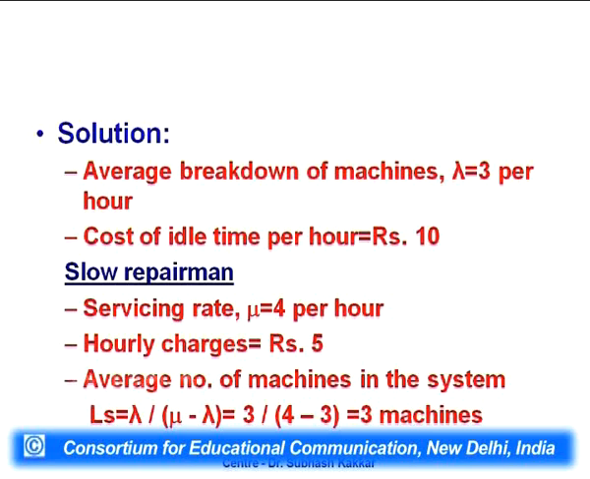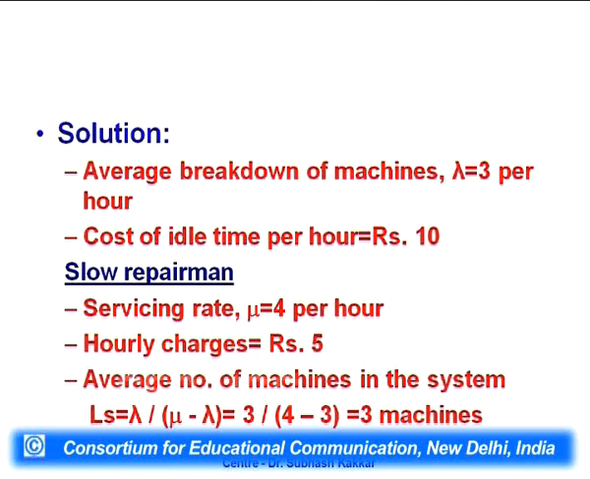Solution: the average breakdown of machines is 3 per hour. The value of lambda, the average arrival rate, is 3 per hour. And the cost of idle time per hour is rupees 10, according to the given data. Now, let us assume we have a slow repairman on the job with a servicing rate of 4 per hour. So, we will write mu is equal to 4 per hour. Mu is the service rate. Hourly charges are rupees 5.